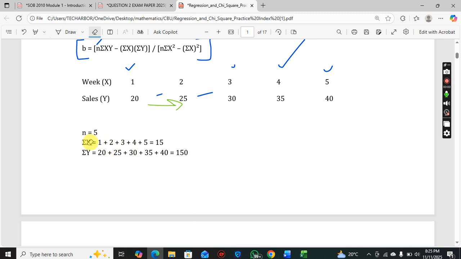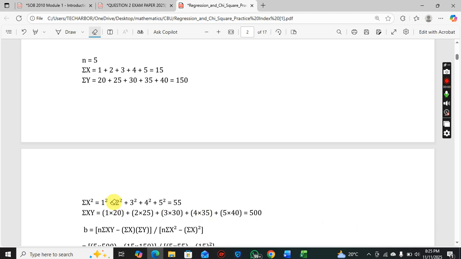Sigma x, 1 plus 2 plus 3 plus 4 plus 5, you get 15. Sigma y, 20 plus 25 plus 30 plus 35 plus 40, you get 150. Sigma x squared, 1 squared plus 2 squared plus 3 squared plus 4 squared plus 5 squared, you get 55. Sigma xy, as I said, you multiply the x and y values.